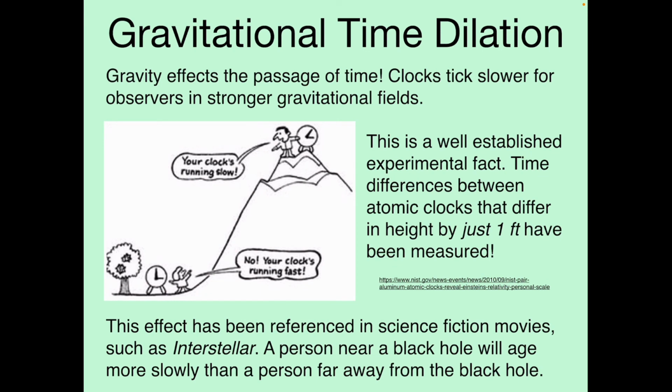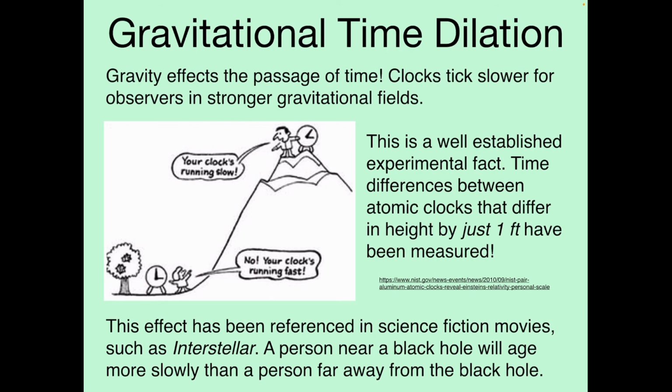Another really interesting consequence of general relativity is gravitational time dilation. This is the idea that gravity actually affects the passage of time. Specifically, if you have a clock that's in a stronger gravitational field, it's going to tick slower. It's going to run slower than a clock in a weaker gravitational field.